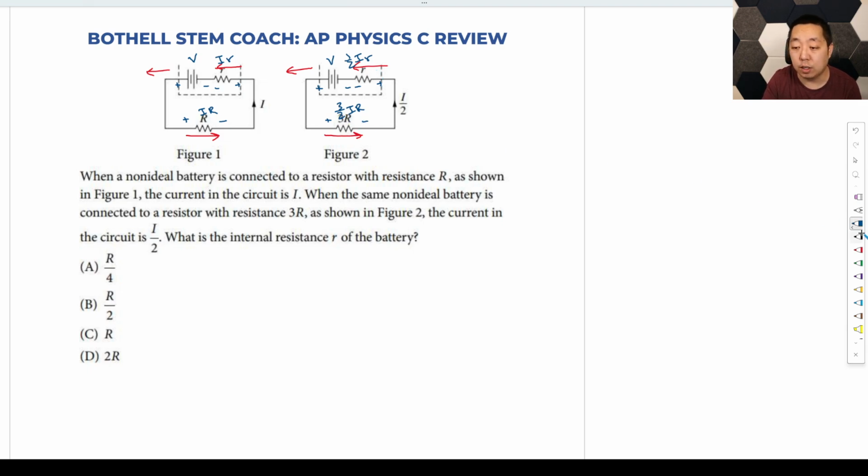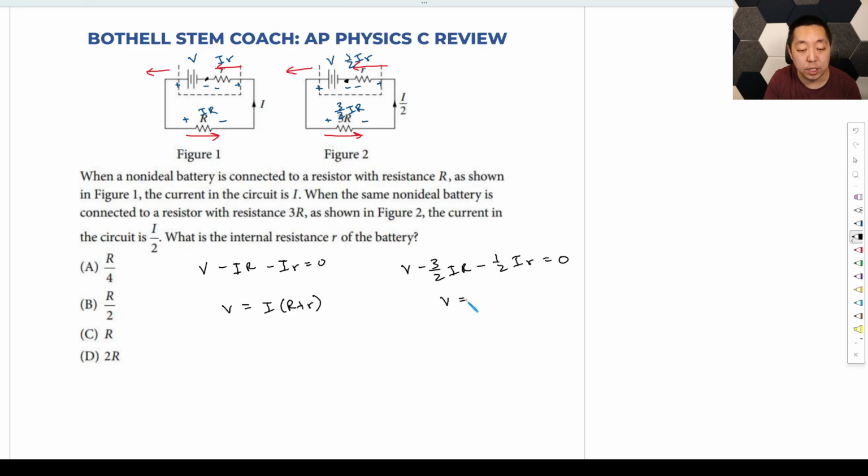Now, let's look at our loop rule. If we start at a point and make a loop here, we go up V, then down IR, because you go from positive to negative, and then minus I times little r, which has to equal 0. So the voltage here has to be I times big R plus little r if you factor it out, which is what you would get if you combined those in series. Do the same loop for this one: V, then minus 3 halves IR, then minus the drop here, 1 half I times little r. That has to equal 0 as well.